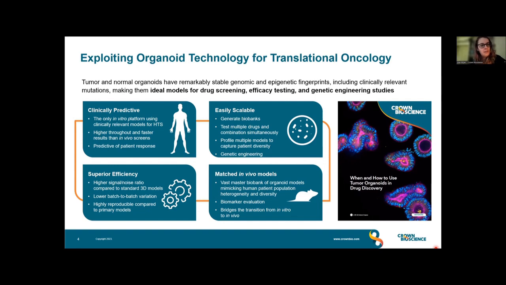Moreover, they have superior efficiency. There is a very high signal-to-noise ratio compared to standard 3D models, such as spheroids. They also have very low batch-to-batch variation and are highly reproducible compared to primary models. In our Crown Bioscience platforms, we also have matched in vivo PDX models for the majority of our organoid models. Moreover, we offer biomarker evaluation, and we can bridge the transition from the in vitro testing to in vivo testing.